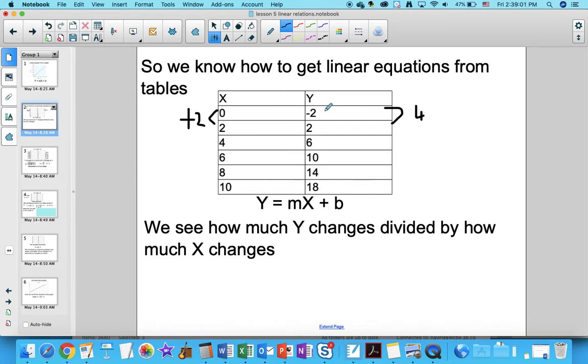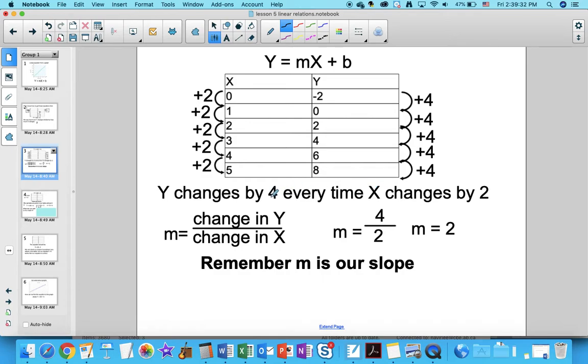Now, common mistake, you would say, oh, it's going up by 2. No, minus 2, you go up by 2 to 0, and then up by 2 to 2, right? Here, we're going up by 4, up by 4, up by 4. So the change is staying constant. So you take the amount it changes by on the y side, the y is changing by 4, and divide it by how much the x is changing by, 2. That gives us the slope, right? So we know that our slope will be 2. Y changes by 4 every time x changes by 2.